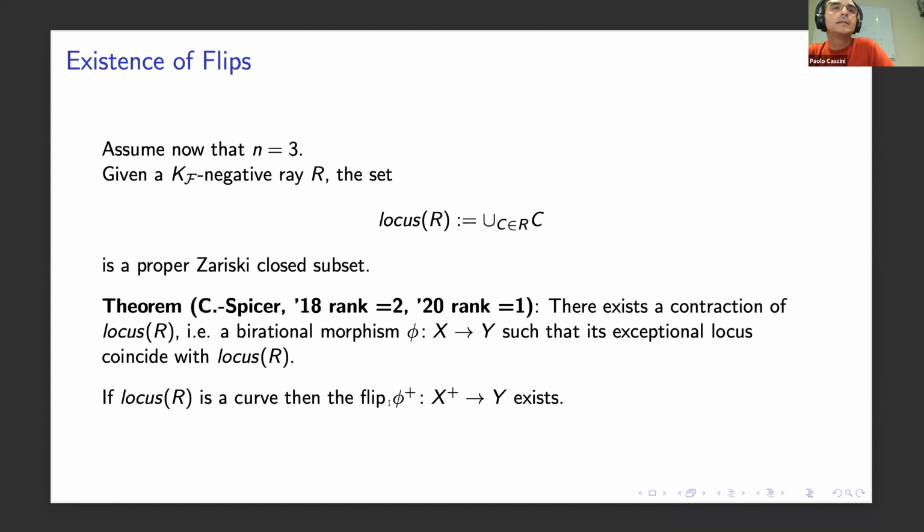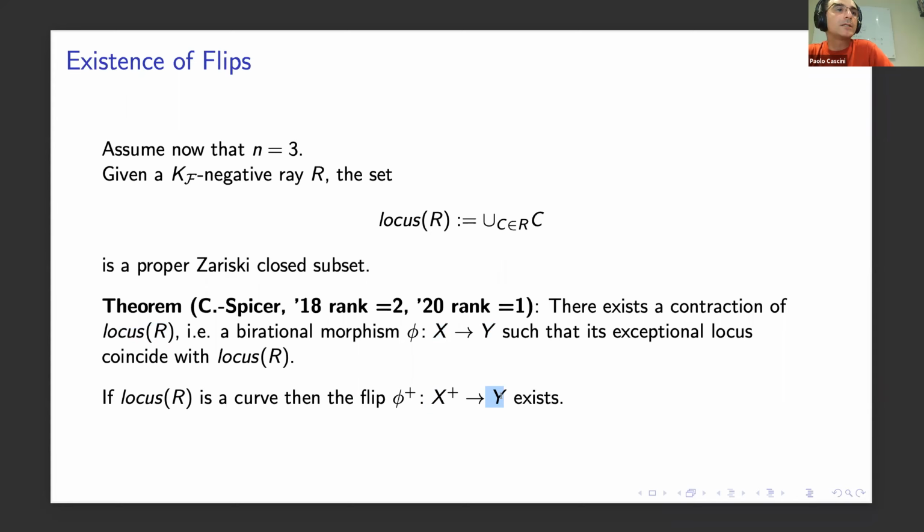Okay, so this is a good start. If the locus of R is a divisor, a surface, then we contract it, and the idea is that we just replace X with Y. Instead, if it's a curve, then we replace X by X plus, because Y is too singular to continue to work with. So this is the standard algorithm in the minimal model program.